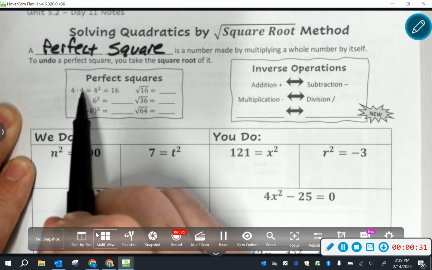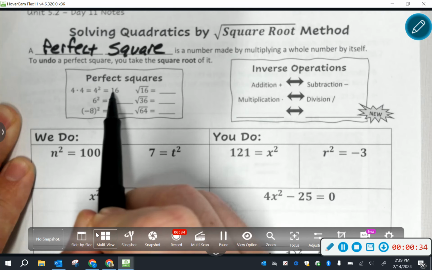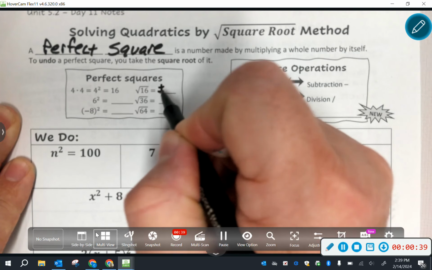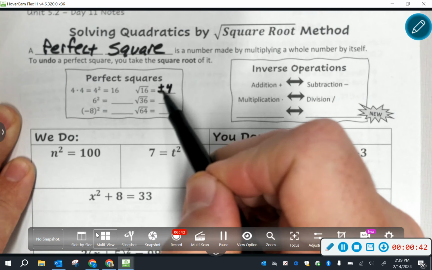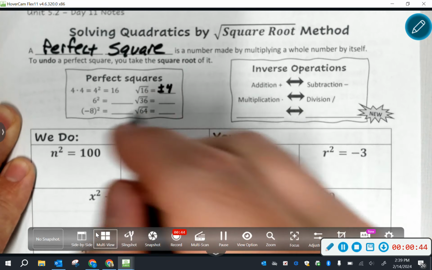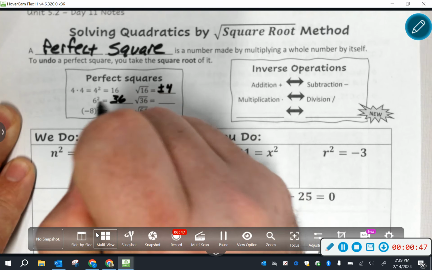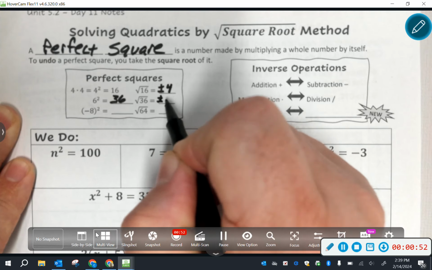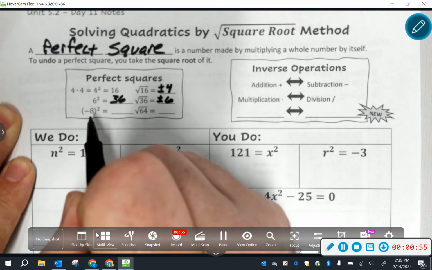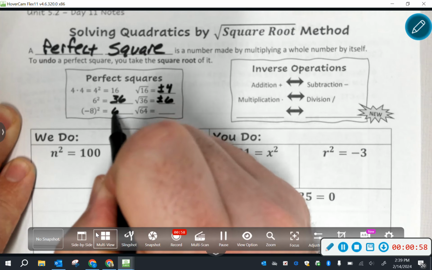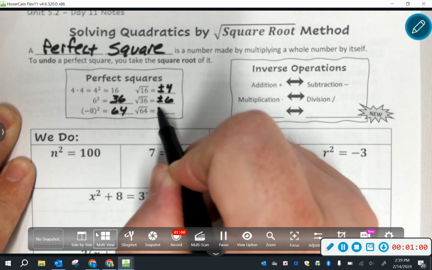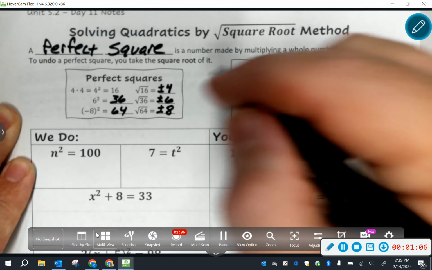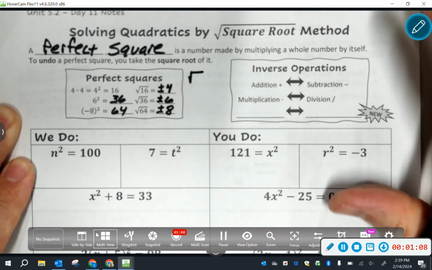So here we have 4 times 4, which is the same thing as 4 squared, which gives us 16. And then the square root of 16 is going to be plus or minus 4, because negative 4 times negative 4 gives you 16. So this will be 36. 6 times 6 is 36. And then the square root of 36 will be plus or minus 6. And then you have negative 8 squared, and then the square root of 64 would be plus or minus 8. Okay? And then to do that in Desmos, you just look for the square root sign.